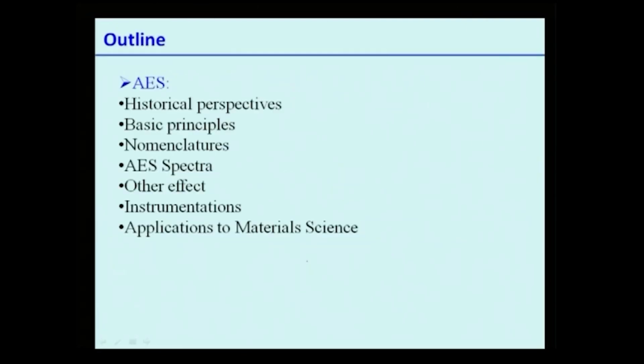The outline of this lecture series on AES is as follows. First, I will talk about some historical perspectives of Auger electron spectroscopy, how it has come about. Then I need to discuss in detail the basic principles. Then there are certain nomenclatures which are used in AES like any other technique. Then I will go to AES spectra, what they look like and what information we can obtain from them.